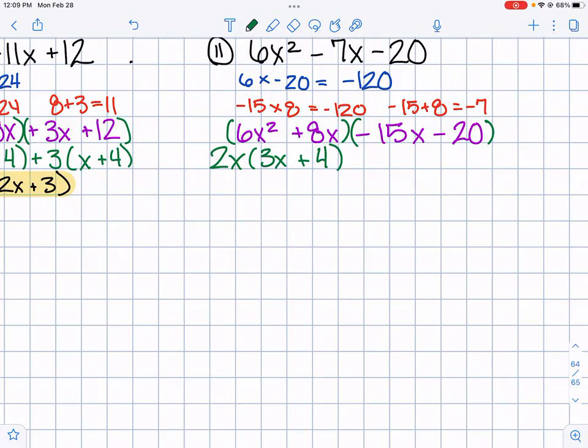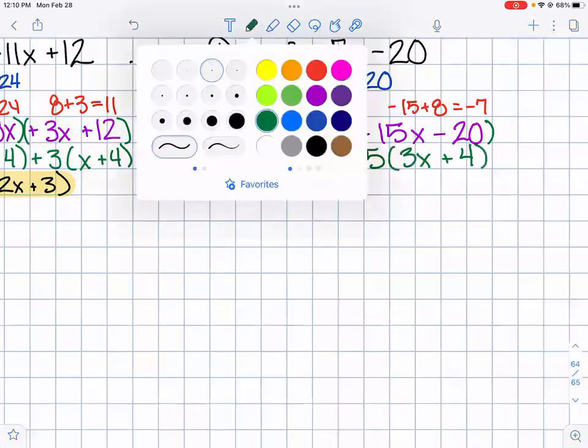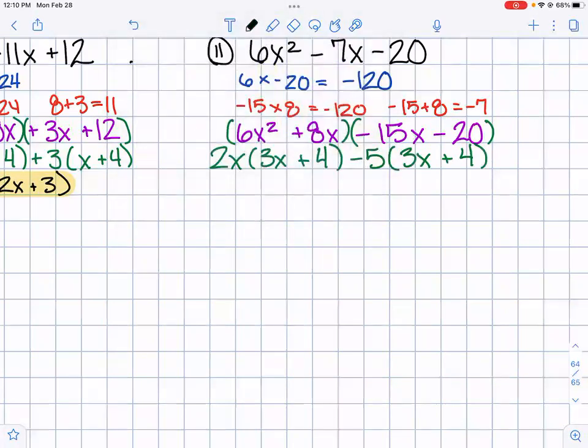Negative 5, right? Because we want to change it to add. So we take out negative 5 and we get 3x plus 4, because we factored out the negative, so the signs changed. Okay, so what's one of my factors? 2x minus 5, because it's the things we factored out. It's the other factor. 3x plus 4, because it's the common binomial.